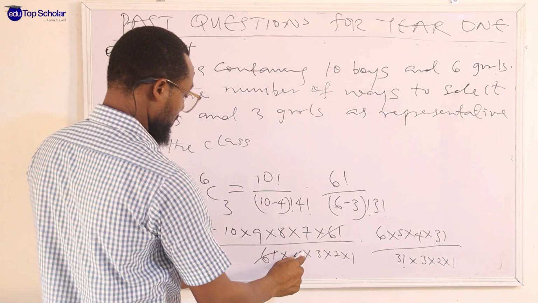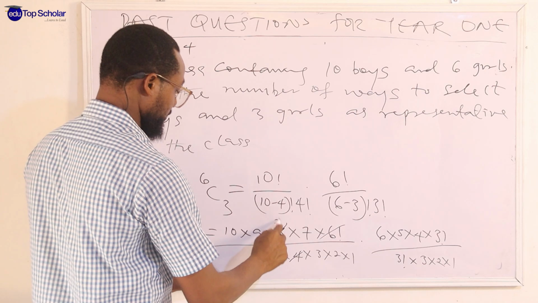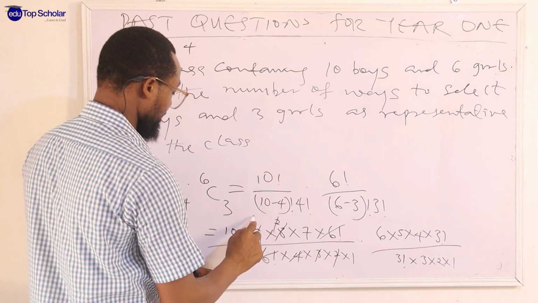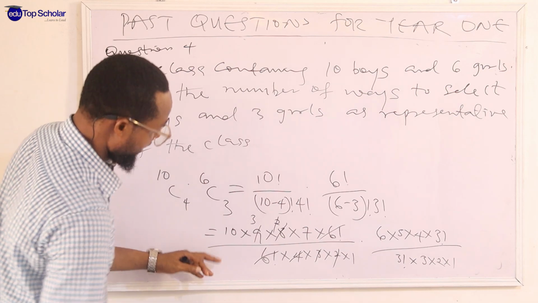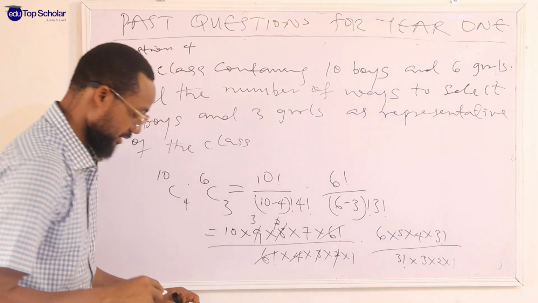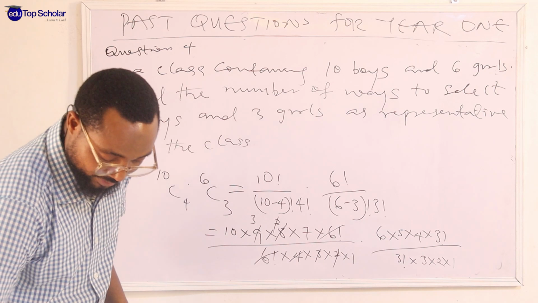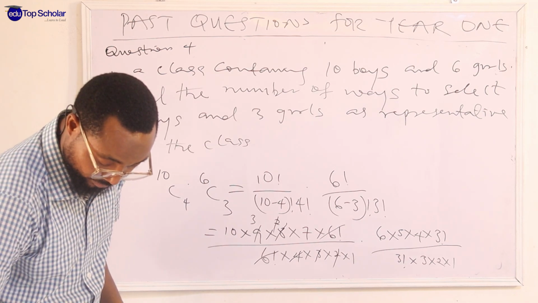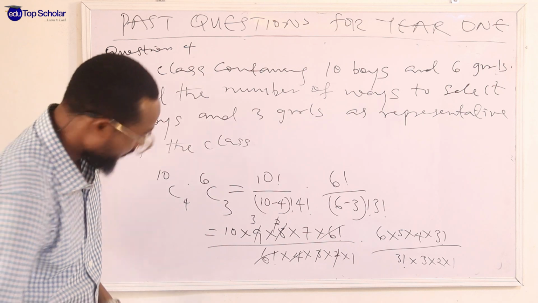So in all of this we take this 4, we take 8, we have 2. 2, we take this 2. 3 here, we take this 9, we have 3. So that implies we now have 10 times 3 times 7. We have 210.